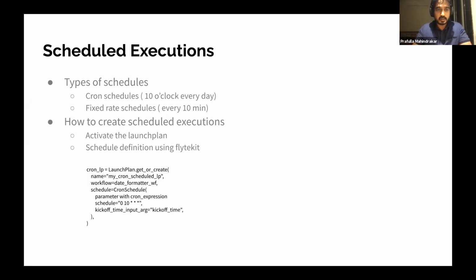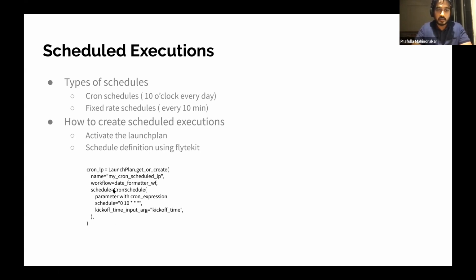Currently, how you create those schedules: every workflow has a launch plan associated with it, which is a default launch plan, and you can create an execution through a console or Flyte CTL or anything. But if you want to run it on a particular cadence, then you have to create a new launch plan for it. And this is how you actually create it in Flyte.